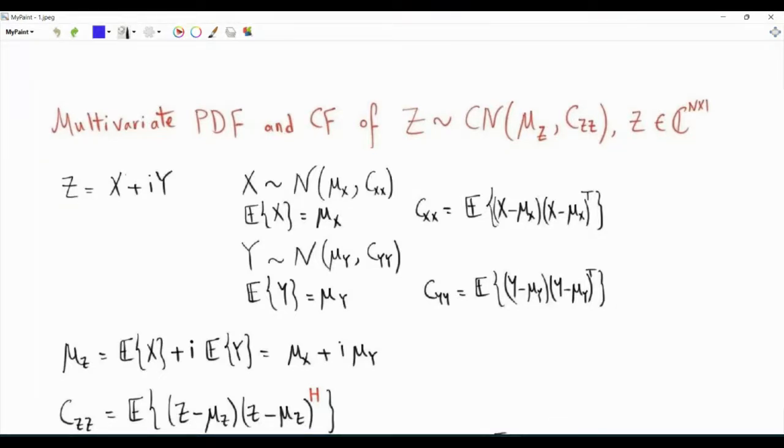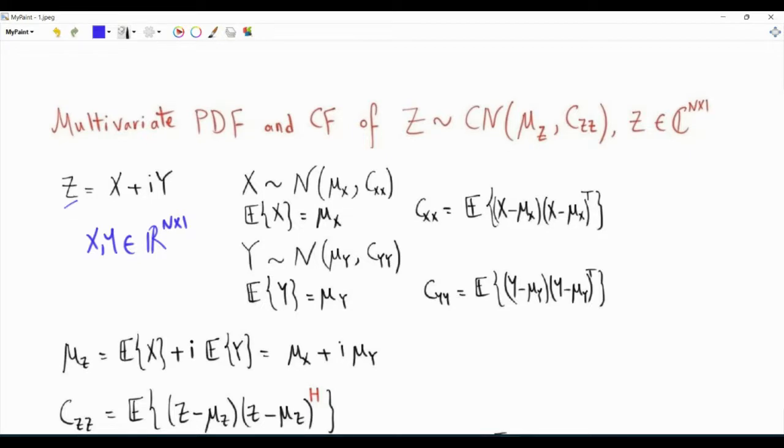Z can be written as x plus iy. Now x and y, those are real valued and n-dimensional. They are jointly Gaussian, so each one of them is Gaussian. X is Gaussian. It has a mean vector mu x and a covariance matrix CXX. Y is a Gaussian random vector. It has a mean vector mu y and a covariance matrix CYY.